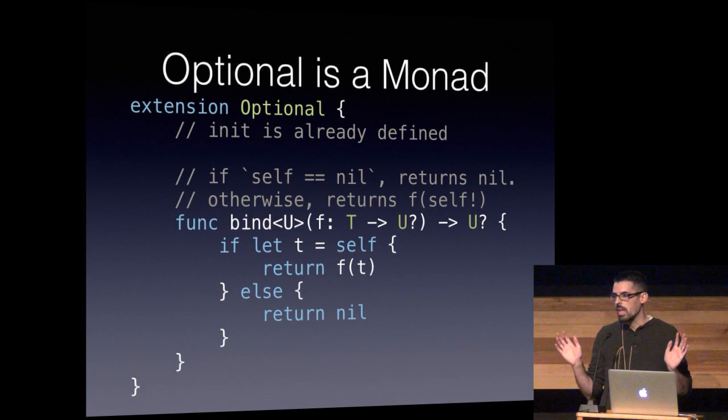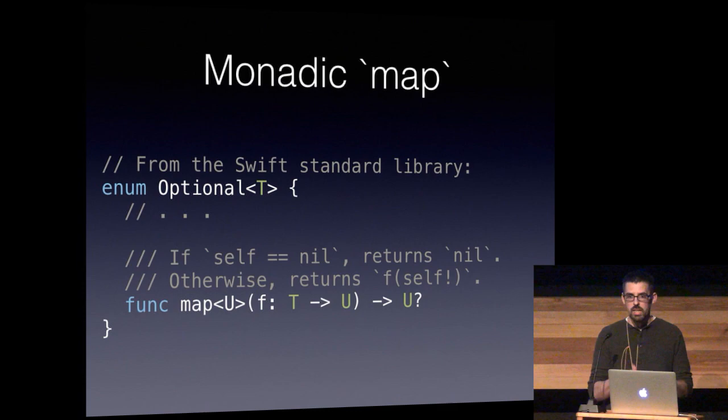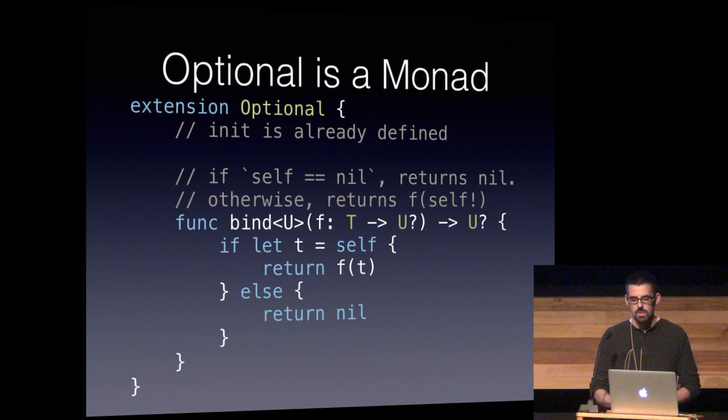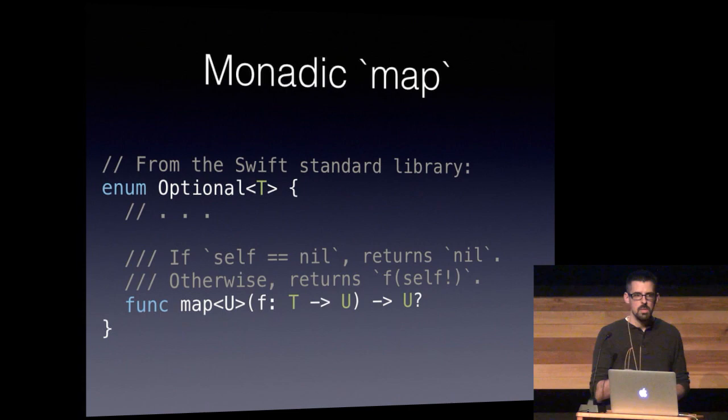Andy mentioned map. This is already defined in the Swift standard library. The return value is exactly the same. Just like bind, it takes a closure. The only difference is that f, in this case, returns a concrete U, not an optional U. So that's the only difference here. I'm going to flip back to the previous slide. Look at the signature of bind. F takes a T to an optional U, and in map, f takes a T to a U. Other than that, they're exactly the same. And you can implement map in terms of bind and init.